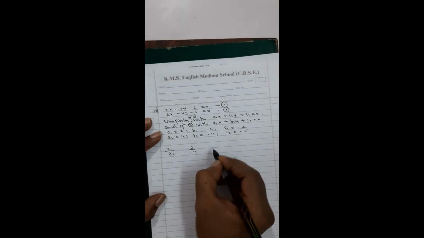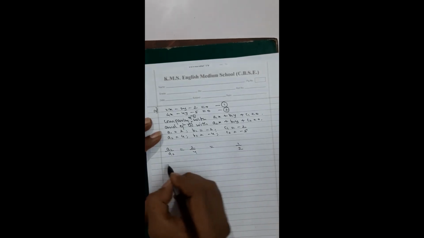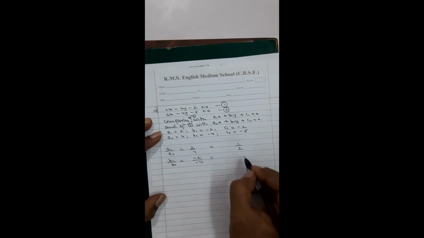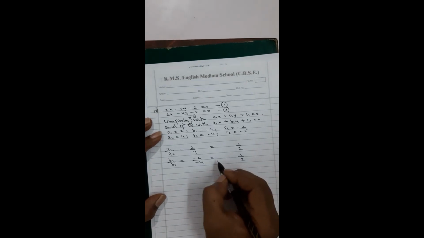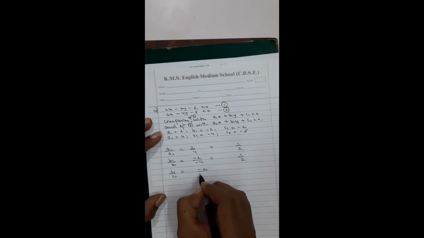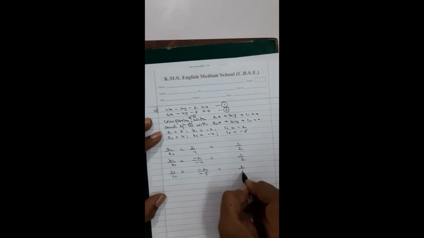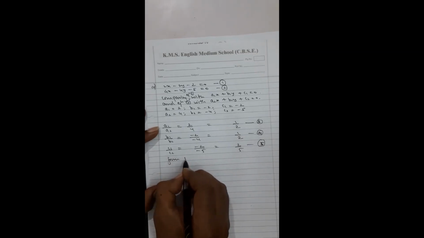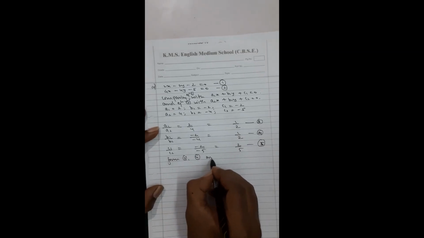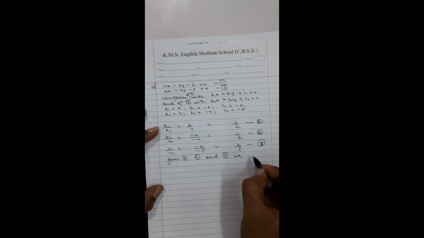So you get a1 upon a2 is equal to 2 upon 4 is equal to 1 upon 2. b1 upon b2 is equal to minus 2 upon minus 4 is equal to 1 upon 2. Fine. And c1 upon c2 is equal to minus 2 upon minus 5 is equal to 2 upon 5. This is 1, this is 2, this is 3. Oh, this is 3, this is 4. 3, 4, and 5.